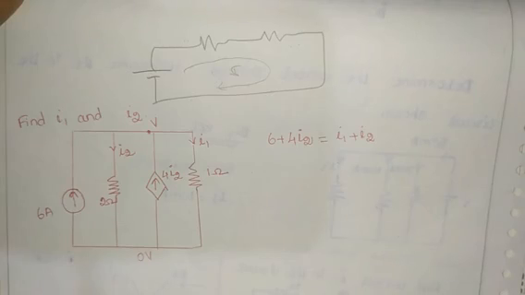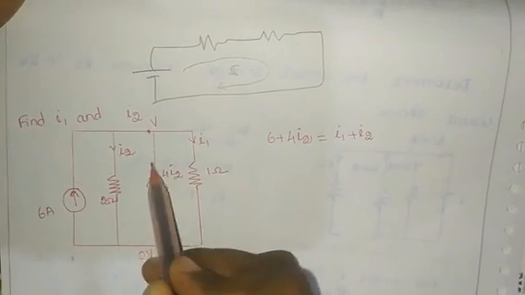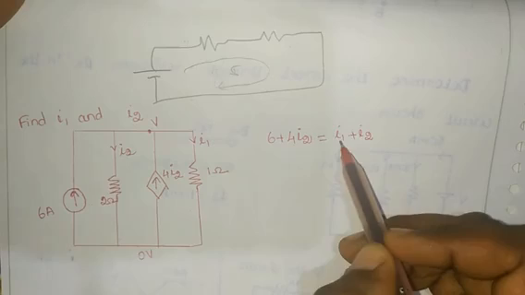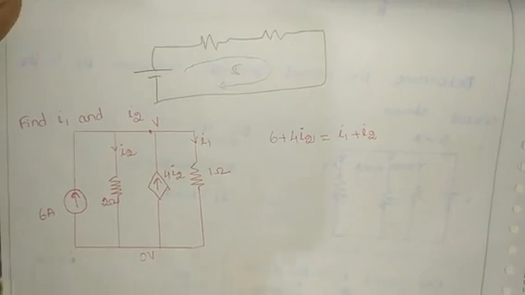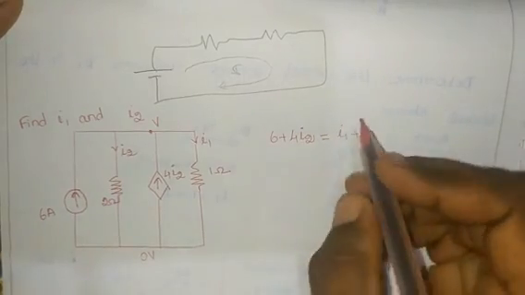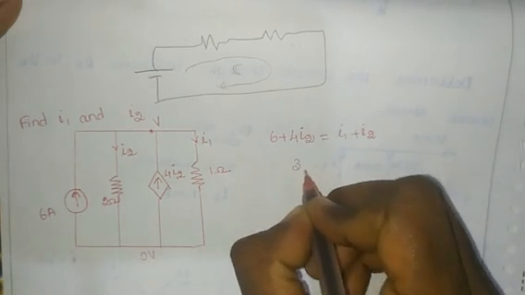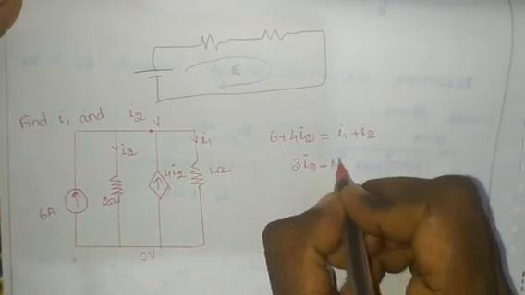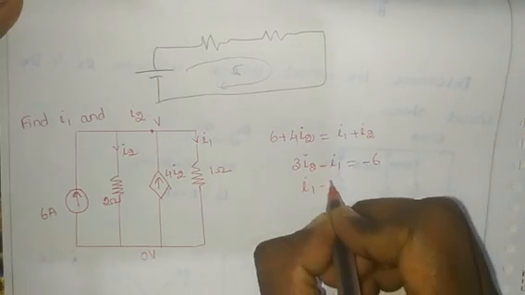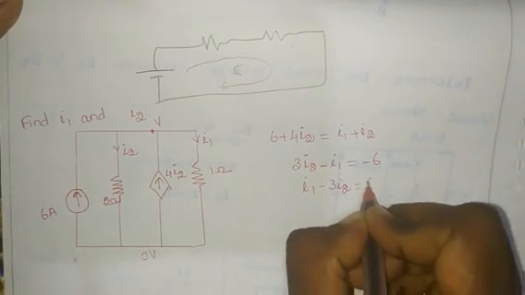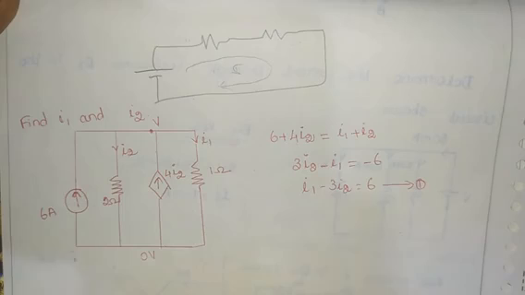So we can write KCL at node V as 6 plus 4I2, the sum of the currents entering the node, is equal to the sum of the currents leaving the node, I1 plus I2. By rearranging this equation, we can write 4I2 minus I2, so 3I2 minus I1 is equal to minus 6. Otherwise, I1 minus 3I2 is equal to 6. Mark this as equation number 1.